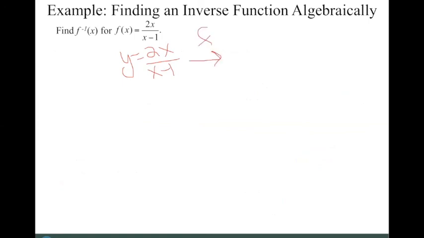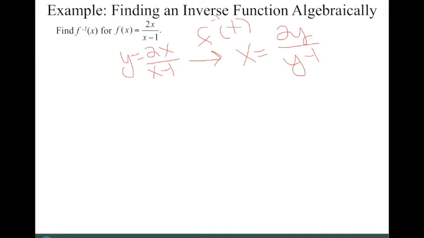So this is where we switch from f of x to f inverse of x. I'm switching the x and y. So this becomes x equals 2y divided by y minus 1. Everywhere there was an x, now there is a y. Everywhere there was a y, there now is an x. Now I need to solve for y.